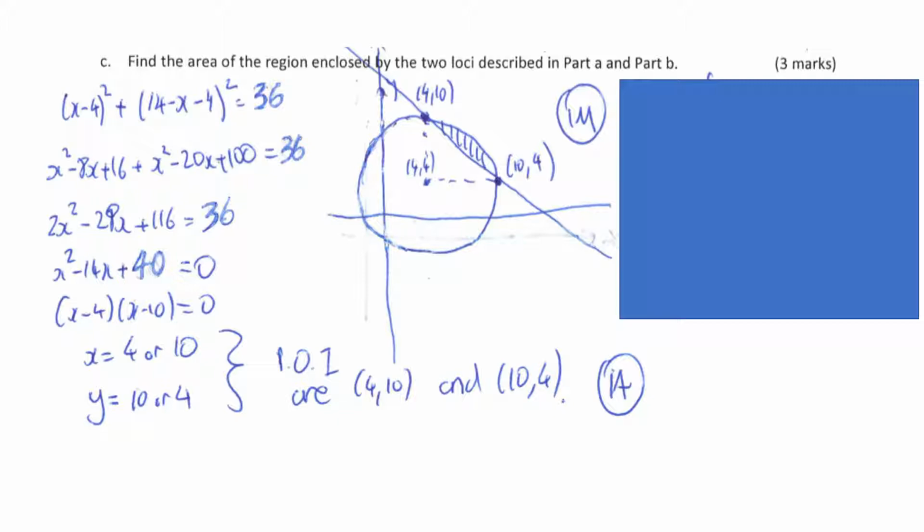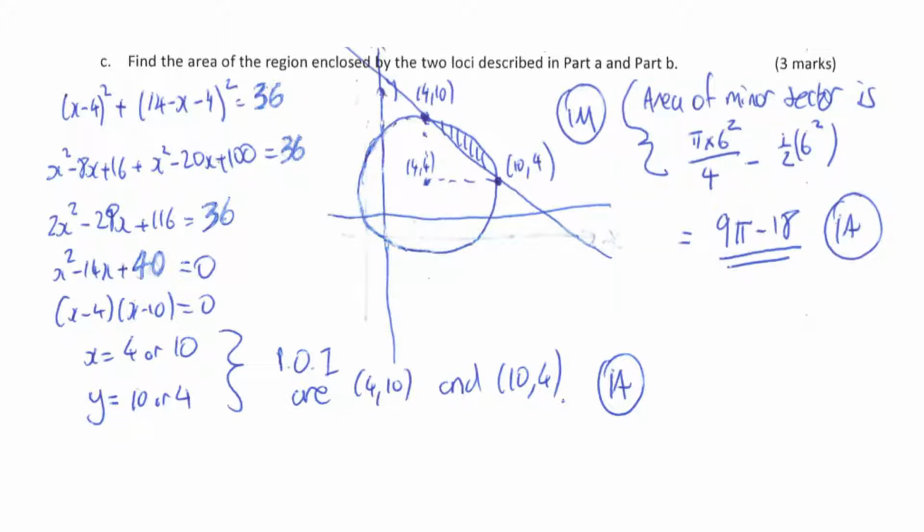So calculating the minor segment is pretty straightforward. It's a quarter circle of radius 6 minus the area of the triangle of height and base equal to 6, and that leads you to your answer. So be prepared for those sort of questions in your exam.